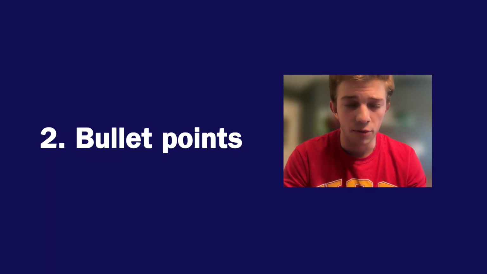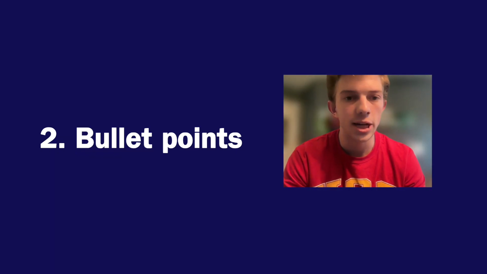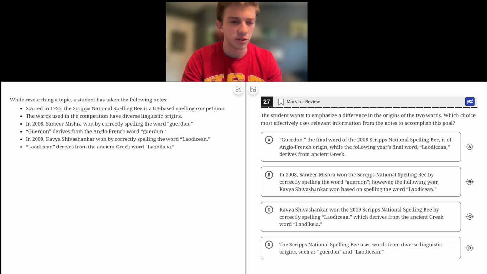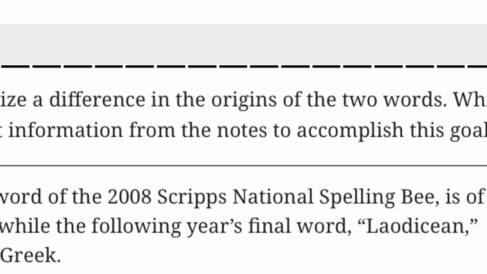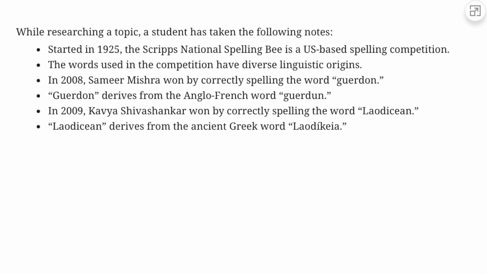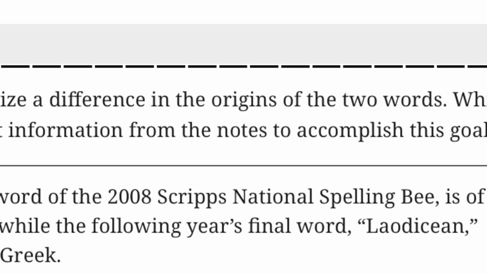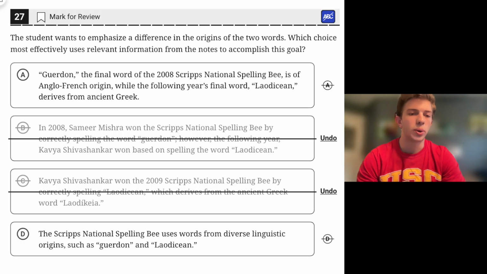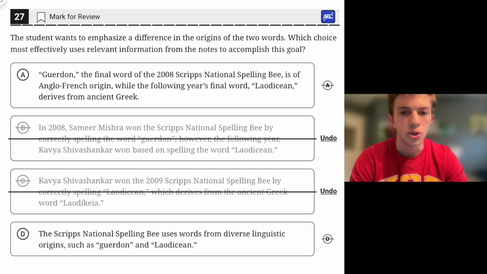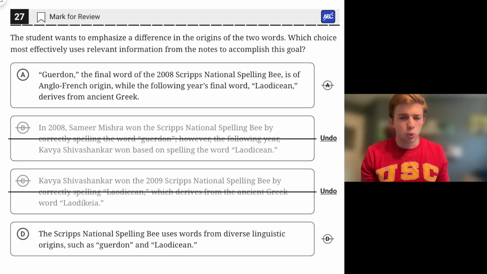The next tricky type of question on the digital SAT is a new type of question that has to do with bullet points. Basically, in this question here, we're given a bunch of random bullet points about a scenario, and then we're asked to emphasize a difference in the origins of the 2 words. And so we have a bunch of information here on the left, but what we really want to focus on is finding the choice that best answers the question, difference in the origins of the 2 words. Now, pretty quickly, we can see that B and C do not do this because they either only answer one component of the question or they don't really answer the question at all.